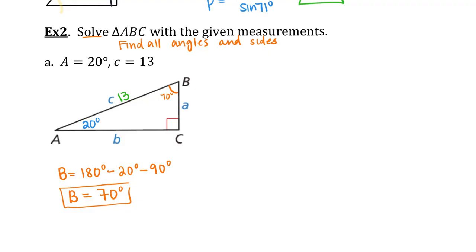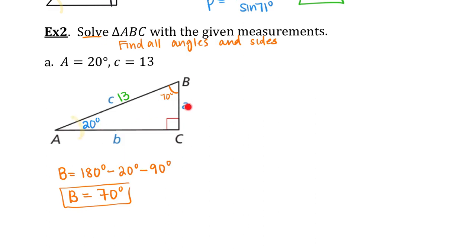I still need to find the sides. I know C is 13. I still need A and I still need B. It doesn't matter which one you do first. I'll just do A because it's there. Now I have both angles, so it doesn't matter which one I start from. You just need to pick one and go with it. If you do it differently, we're going to get the same answer. So I'm going to start from angle A.